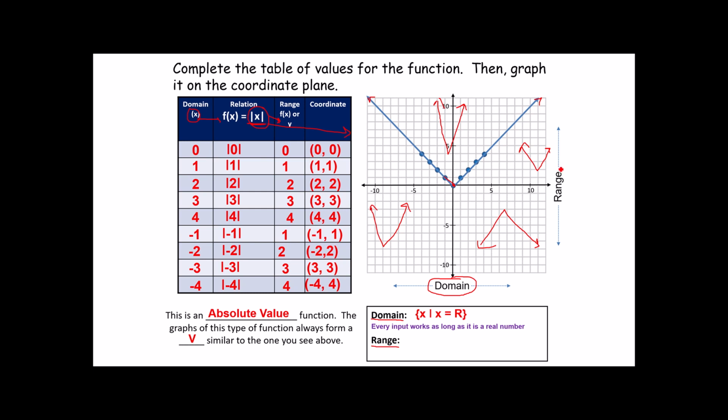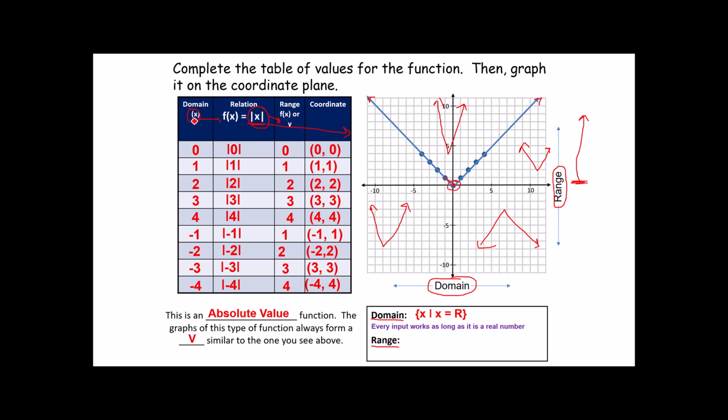Let's talk about the range. The range is where this graph goes up and down. If I look to the right, this graph goes up forever. If I look to the left, this graph goes up forever. In fact, if I were to start at the left, I go up forever and I start moving down, down, down to here. And at this point, my graph starts going back up. The graph goes up forever, but it never goes below this point.